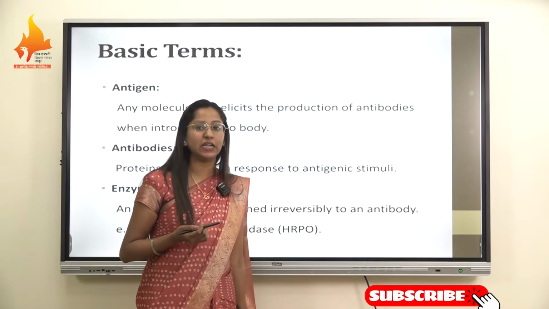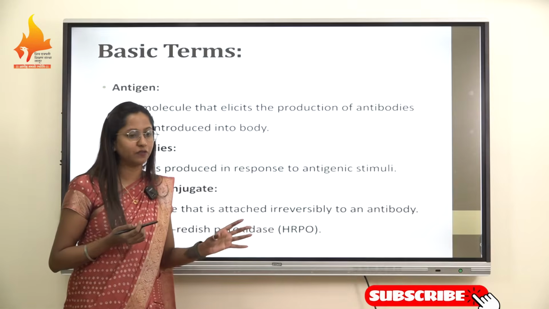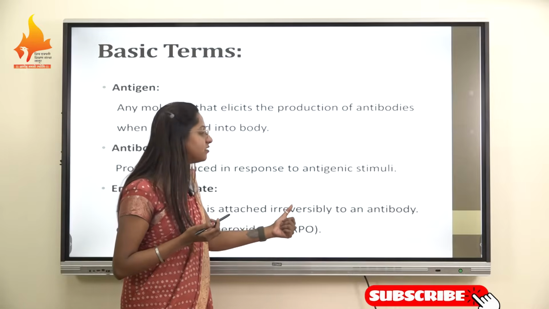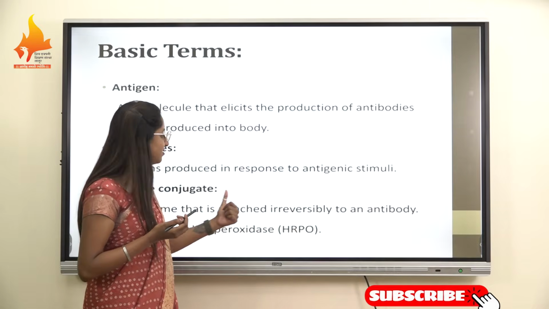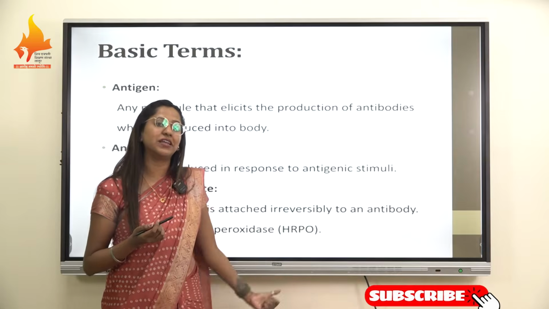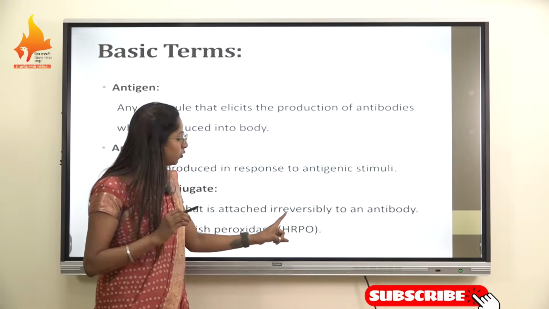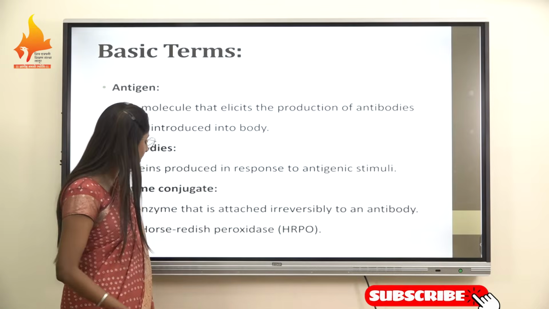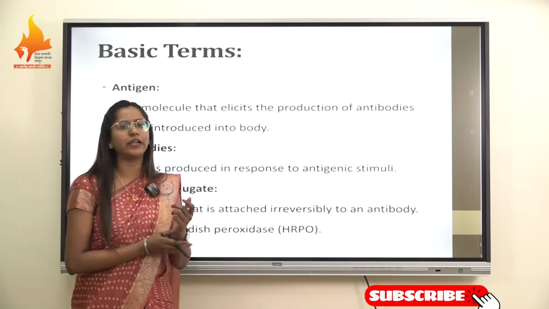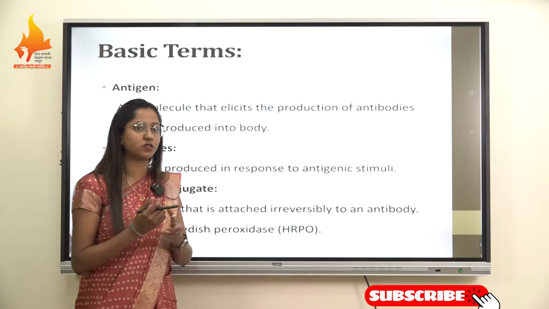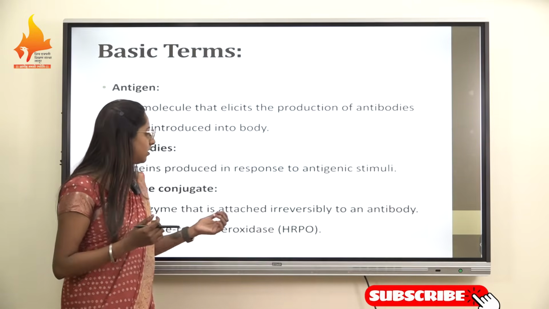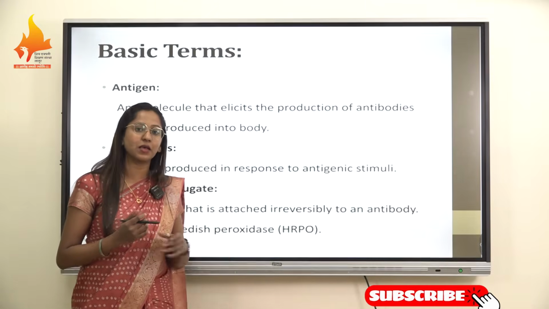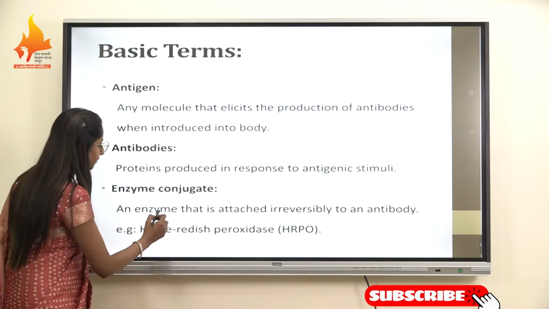On the surface of the antibodies, at a particular portion which you can call the Fc region, this enzyme is linked irreversibly. What do we mean by the term irreversibly? Irreversibly means you can never detach that enzyme from the antibody. That is called irreversible, right? For example, a lot of varieties of enzymes are used in the process of types of ELISA, but for your general information, horseradish peroxidase enzyme is used basically, right?